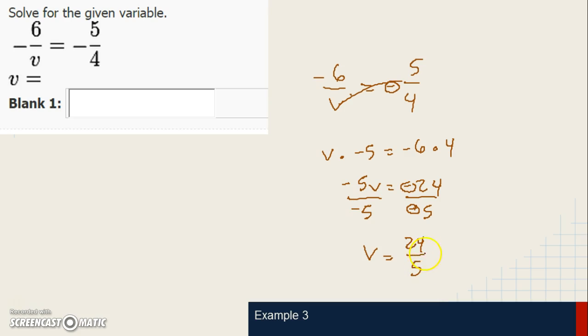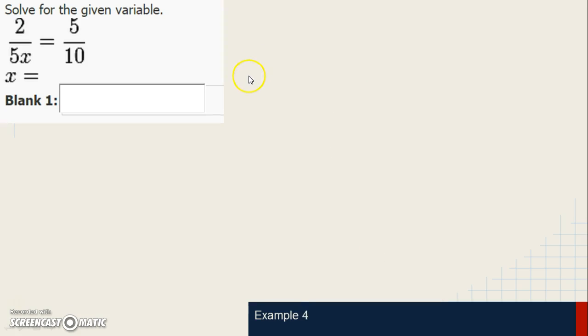Now can I simplify these? Is there a number that I can divide both the numerator by and the denominator by? Well, 5's prime, the only numbers you can multiply to get 5 is 5 and 1, and 5 doesn't go into 24. So that's as simple as it can get. So I'm going to come up here to my blank and type in 24/5. Example number 4.